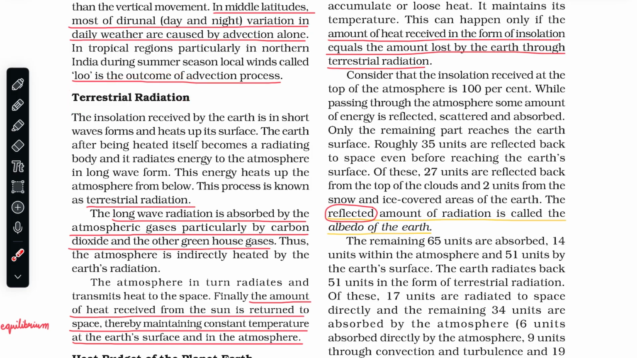The insolation received by the Earth is in short waveforms and heats up its surface. The Earth, after being heated itself, becomes a radiating body, and it radiates energy to the atmosphere in long waveform. So, less energy but high wavelength. So long waveform. This energy heats up the atmosphere from below. This process is known as terrestrial radiation.